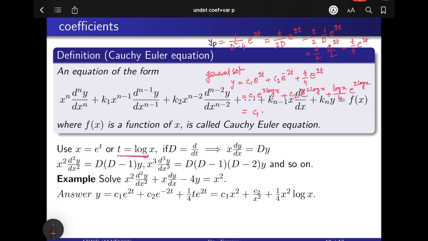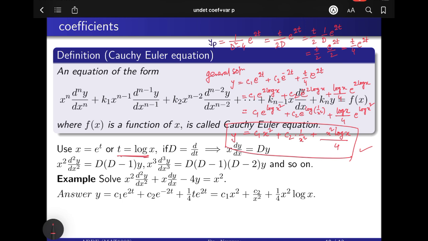Okay, now here you can write c1 e power, you can apply the formula of logarithm, plus c2 e power log 1 by x square plus here but you have log x by 4 as it is e power log x square. So now if you further go for simplification, c1 x square plus c2 1 by x square plus x square log x by 4, that is y. So this is the final solution you are getting.